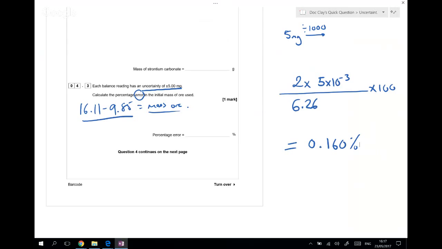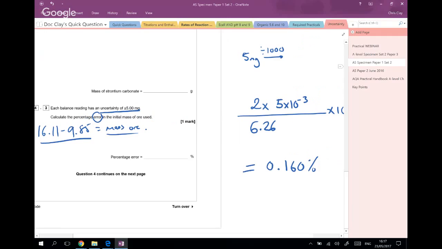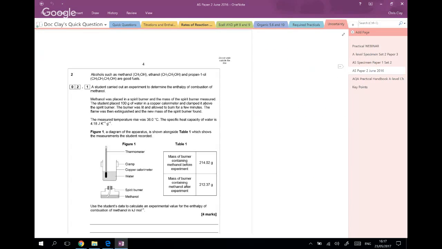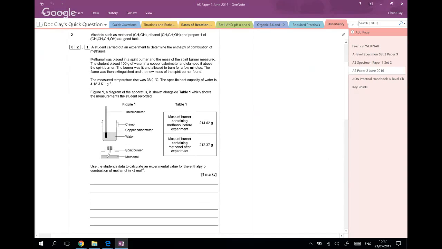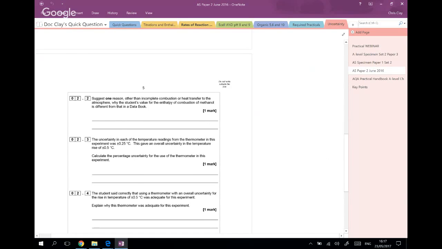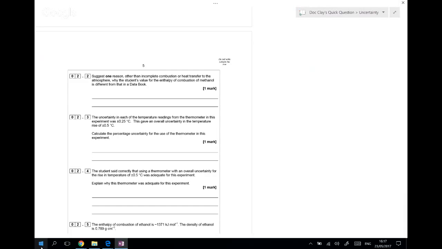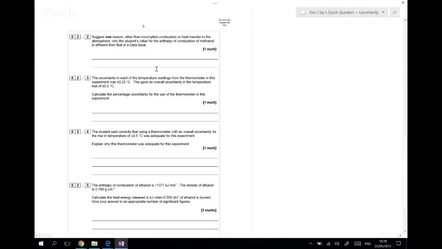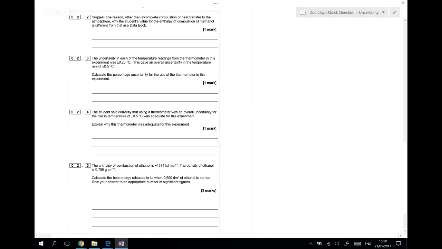We'll go and have, as I said, this was from a specimen paper. And so what I want to point out is that a little bit, if I would say, ambiguous, and actually what ended up going into the paper 2 for the actual AS paper. So there we were looking at a specimen paper just to see a difference in how they asked the question. Here in the actual exam, and this is presumably after some sort of discussion whereby we had to be a lot clearer, the student said correctly that using a thermometer with an overall uncertainty, the rise in temperature of plus or minus was adequate for this.